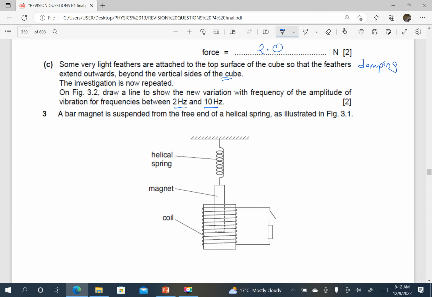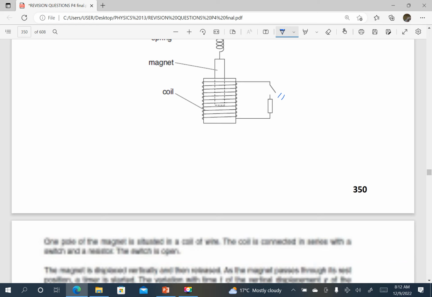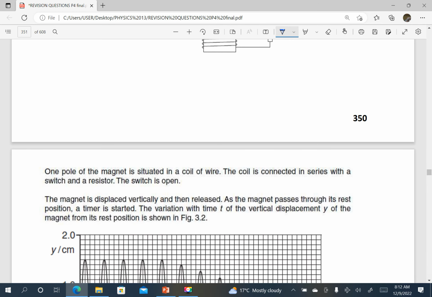A bar magnet is suspended from the free end of a helical spring as shown in the figure here. So we say magnet, one of its poles is in the coil. Of course, when this switch is opened, the magnet will oscillate freely with its natural frequency. One pole of the magnet is situated in a coil of wire. The coil is connected in series with a switch and a resistor. The switch is open. The magnet is displaced vertically and then released.